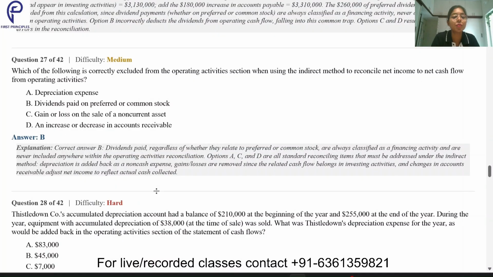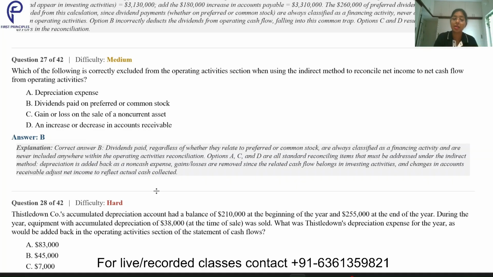Coming to the next question, which of the following is correctly excluded from the operating activity section when using the indirect method to reconcile the net income to net cash flow? That means which of these we are not going to include in our calculation when we are using the net income to derive the figure of the net cash flow from the operating activities. A, depreciation expense.